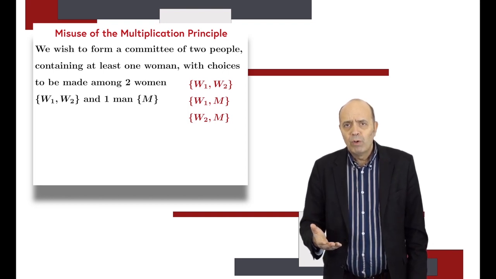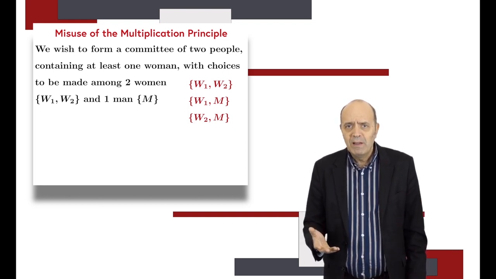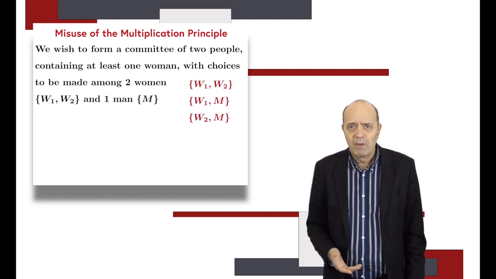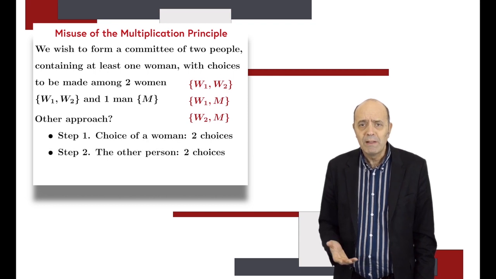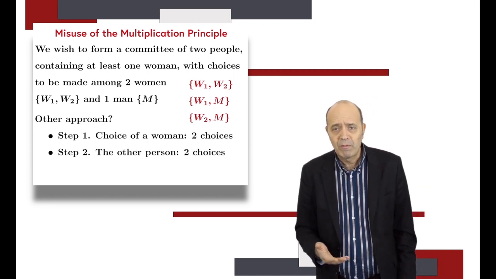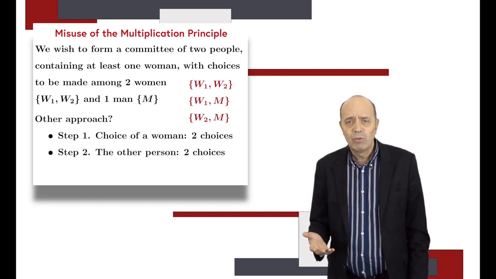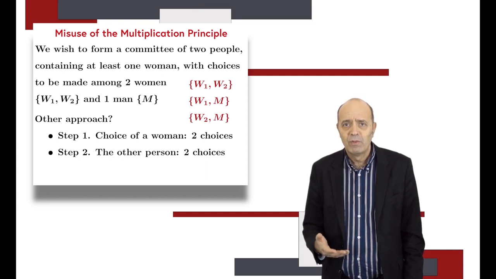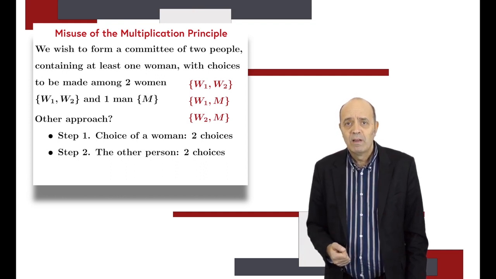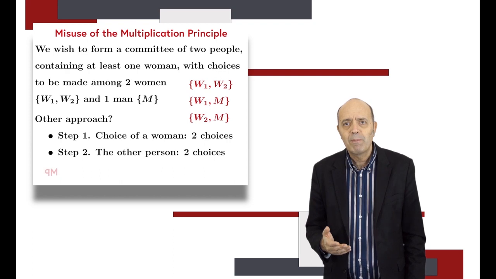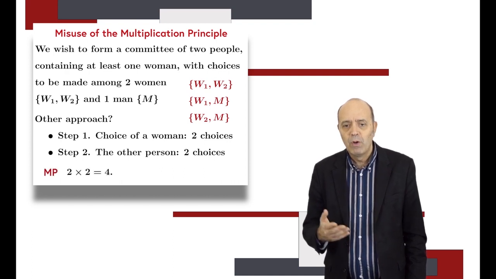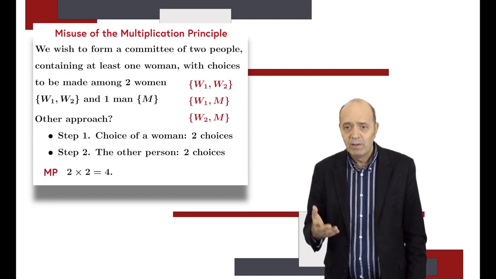Imagine we want to form the committee with the multiplication principle in 2 steps. First, we choose a woman among the 2, so we have 2 choices, and then we choose the other person. We have 2 choices. So if one applies the multiplication principle, we get 4 possible choices.